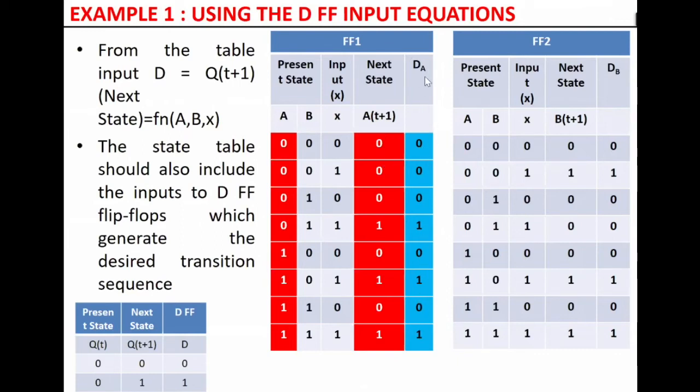Now, can we get the equation of DA in terms of A, B, and X? Not the next state, it's DA that gives the next state. So can we get the equation for DA and then DB? Those of you who have finished, you've got that. I need those two equations, and you should know the equation gives us a diagram. I want the equation for DA, DB, and Y.